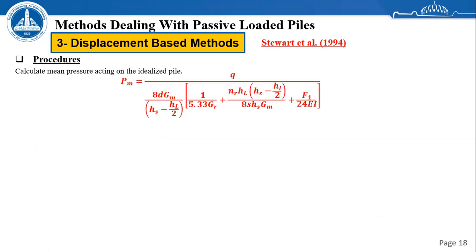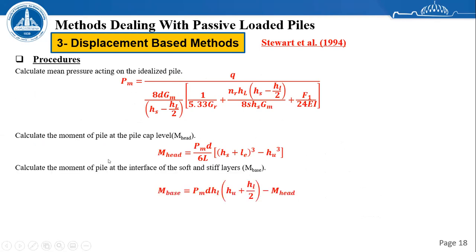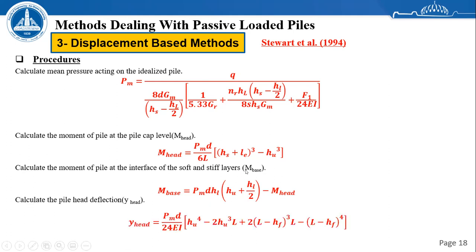We calculate the mean pressure as a function of the embankment stress, the pile diameter, the mean shear modulus of the soft clay layer, the thickness of the soft clay layer, and the reduced shear modulus of the soft layer. After we calculate the mean pressure, we can calculate the bending moment at the pile head. Also, we can calculate the bending moment at the interface between the soft and the stiff layer, which is indicated by M phase. Also, we can calculate the pile head deflection using the following equations. So we talked about the analytical and the empirical methods.